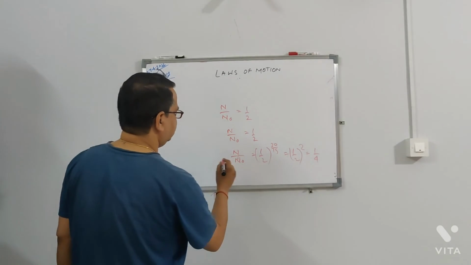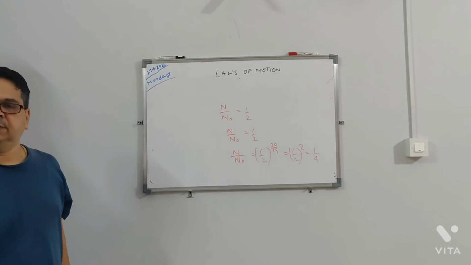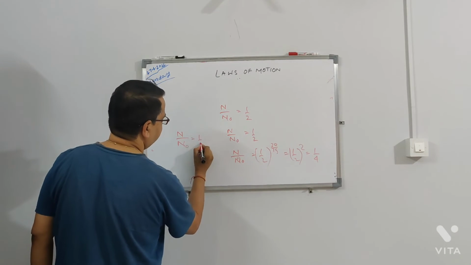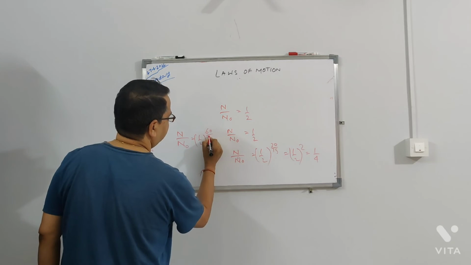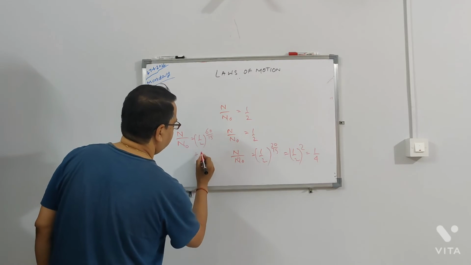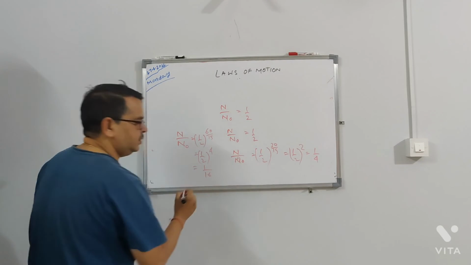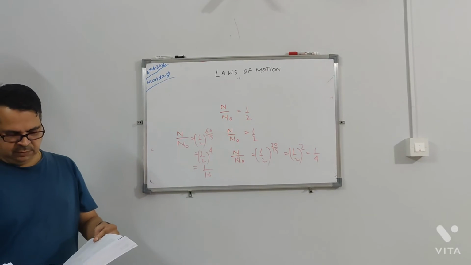And suppose somebody asks you in 60 years. Then n by n0 will become half to the power 60 by 15, that means half to the power 4, which is equal to 1 by 16. So this is one concept of half-life.